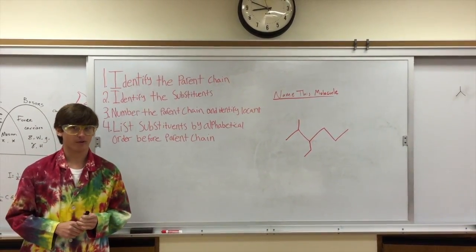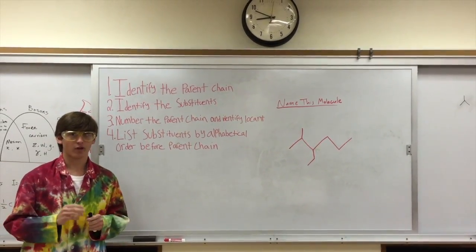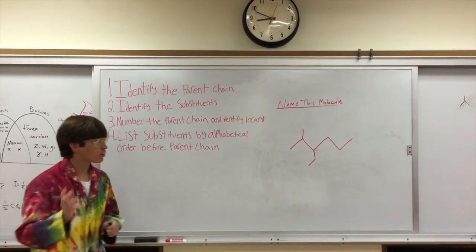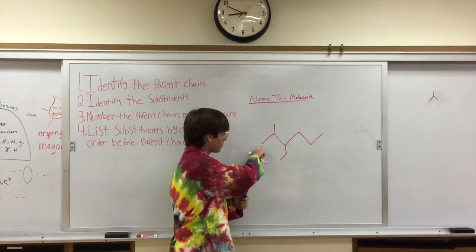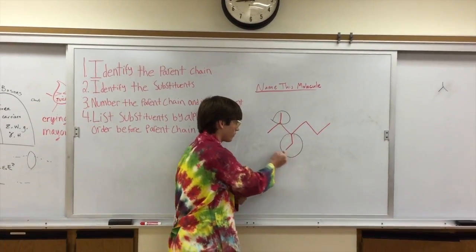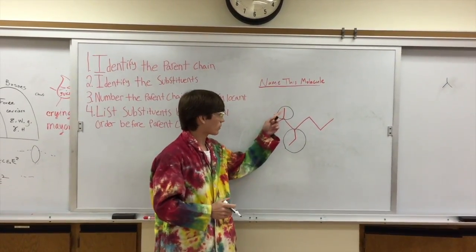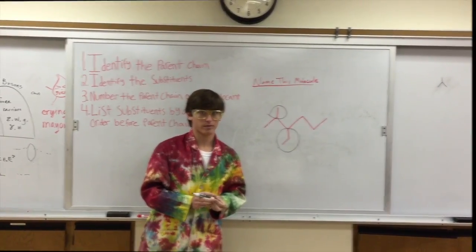Then once you've identified the parent chain, you identify the substituents. The substituents are the groups of carbon coming off of the parent chain. So if you follow me, on this carbon, you can see this is the parent chain, and then these are the groups coming off. And so this is a 1 carbon group, so it's a methyl group. And this is a 2 carbon group, so it's an ethyl group.